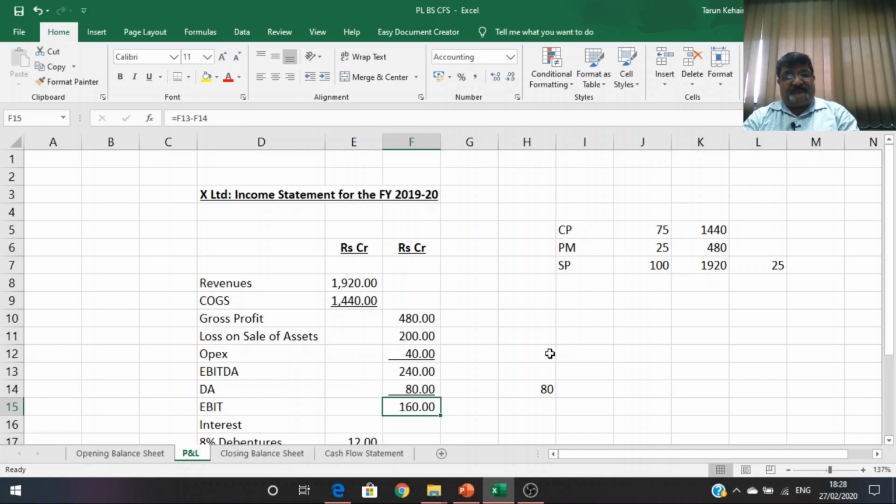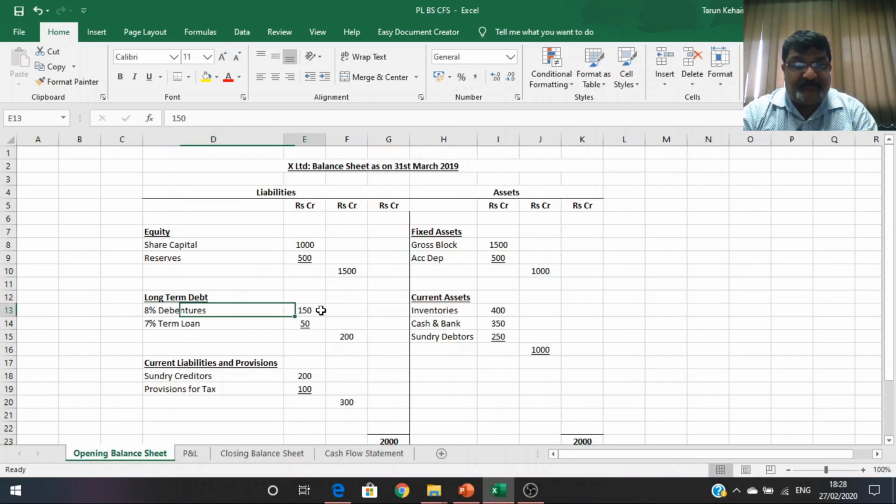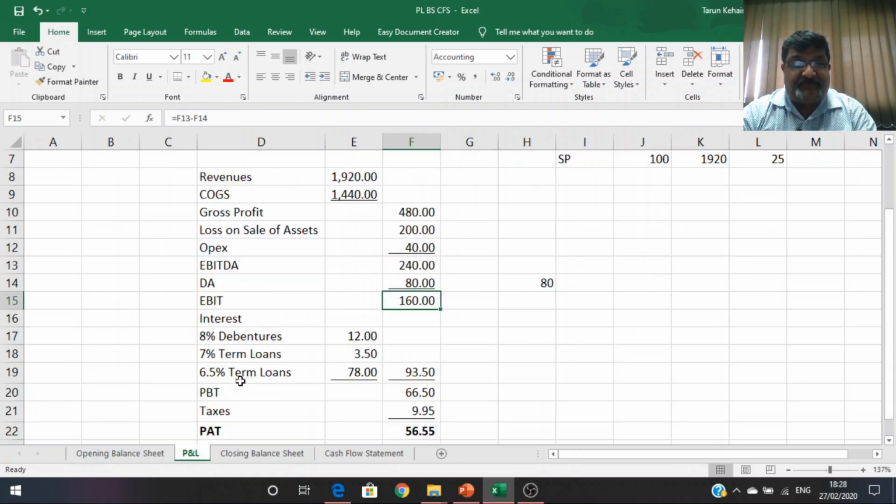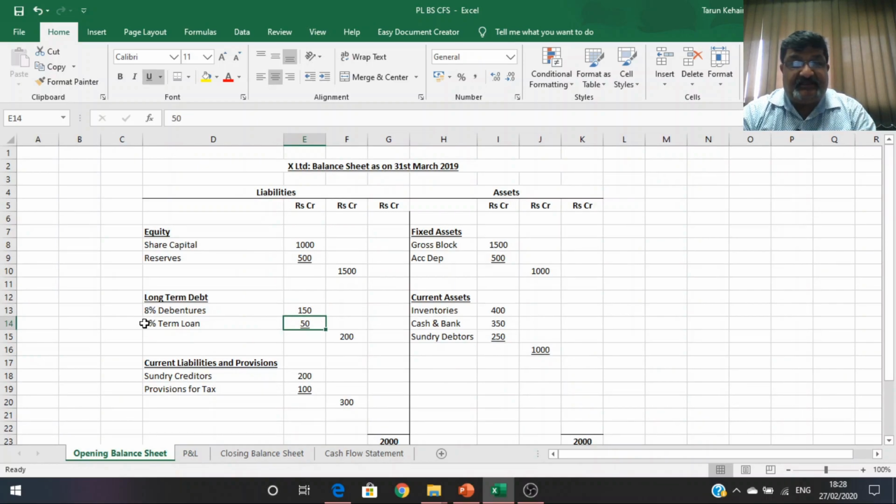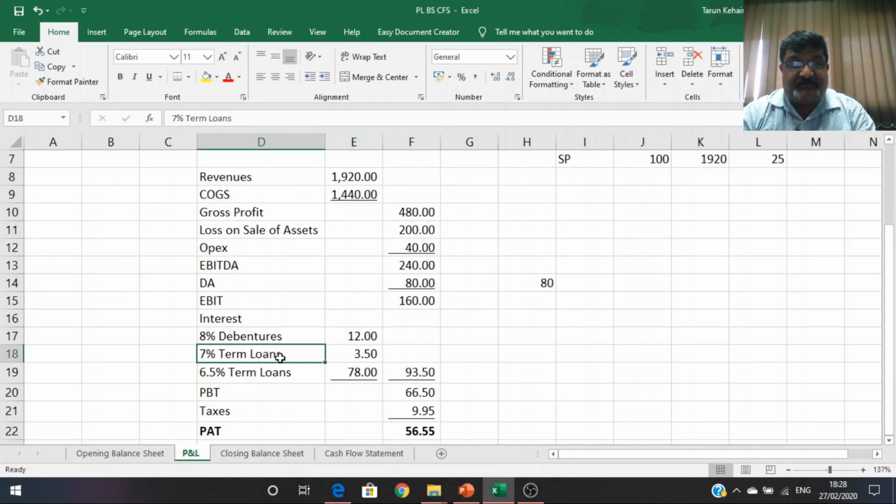The next part of the P&L should be finding out the interest. So let's go back to the balance sheet. If you look at the balance sheet, the company already has a source of debt as debentures, 150 crores carrying 8% annual interest obligation. 150 crores into 8% is 12 crores, which should be the interest on the debentures, as you see here, right? Then it also has term loans, 50 crores carrying 7% annual interest obligation. 50 crores into 7% annually gives you 3.5 crores interest obligation, which I write here: 7% term loans, 3.5 crores interest.